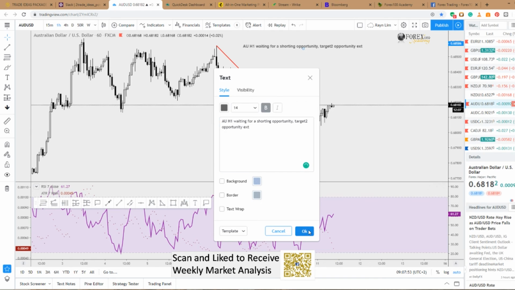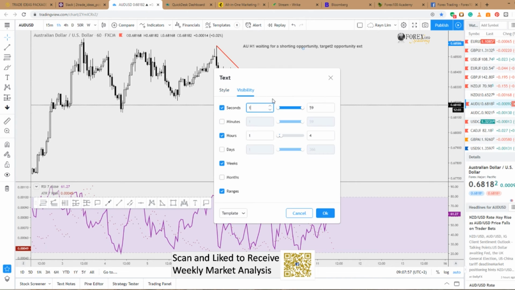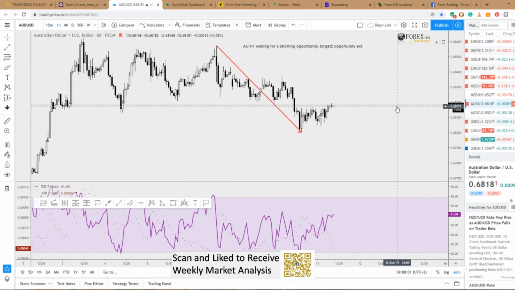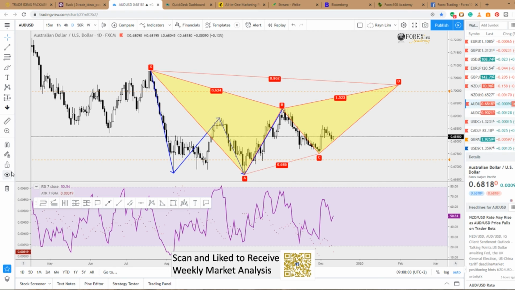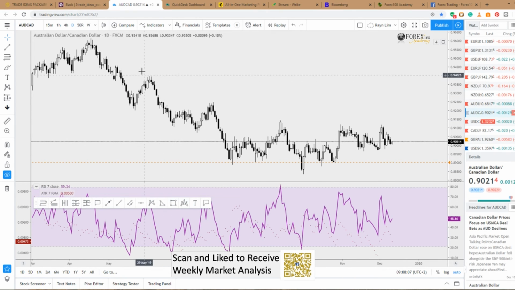Alright, so this is what you can do, and if you want to make it clean, you can just make it show on 1 hour or all time frame. That's your preference. Alright, so to the next pair, Aussie Canada, pretty interesting pair. It does show a very bearish movement. Bearish, break and close below the low. Market came back up to the resistance area and went flat.